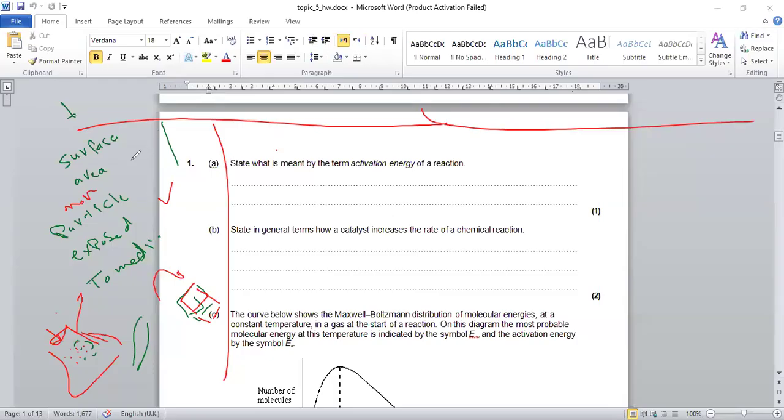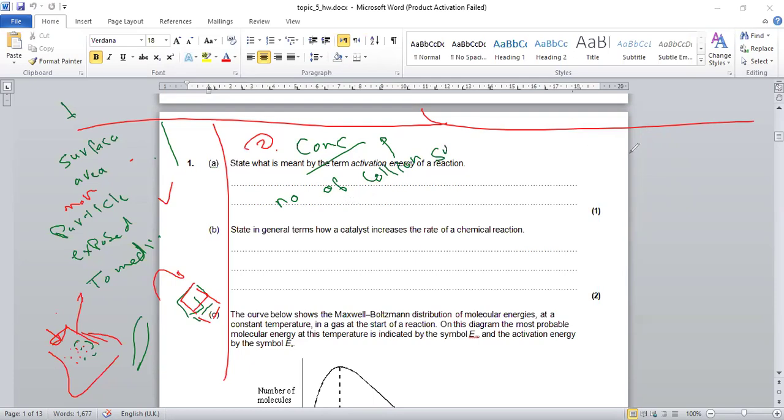The first factor is surface area. Number two, it's the concentration. Concentration is the second factor affecting the rate of reaction. When concentration increases, it increases the rate of collision, or we can say the probability of collision.